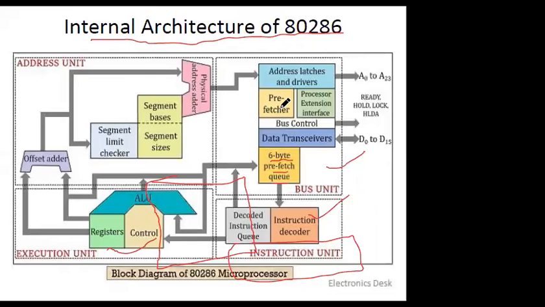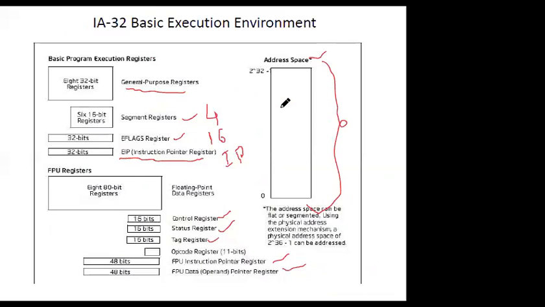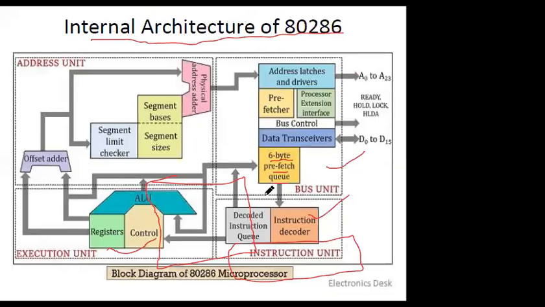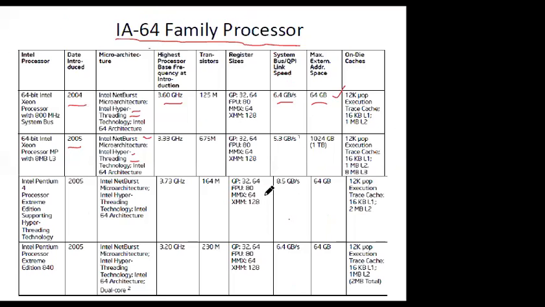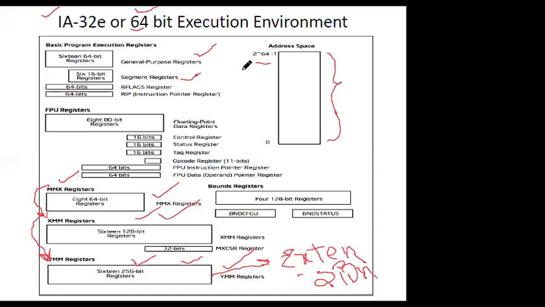As we can see, in the case of the IA32-bit basic execution environment, we had an addressing capability of the processor of 32 bits. But in the case of IA64-bit, we have an addressing capability up to 64 bits, 2 raised to the power 64 addressing. So for the common hardware, there are two modes of operation.